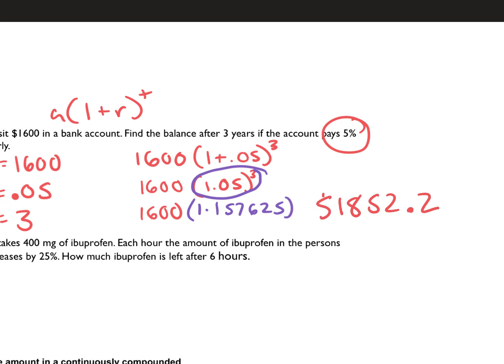1,852.2, but remember, money is 2 decimal places, so what should I put after the 2? A 0. Awesome.